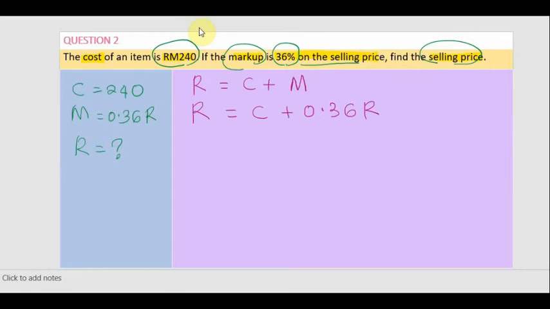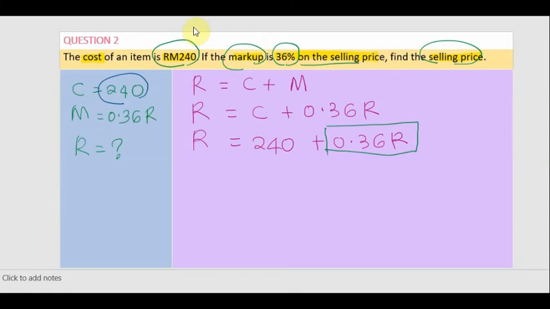So we have retail equals to C plus 0.36R. Okay, so now awak masukkan cost ke dalam C. So apa yang ada di sini? Retail equals 240 plus 0.36R. Okay, sekarang kita kumpulkan R dengan R. Jadi R di bahagian kanan ini saya pindahkan ke bahagian kiri. So kita ada retail minus 0.36R equals to 240.